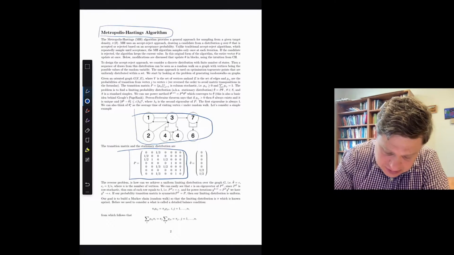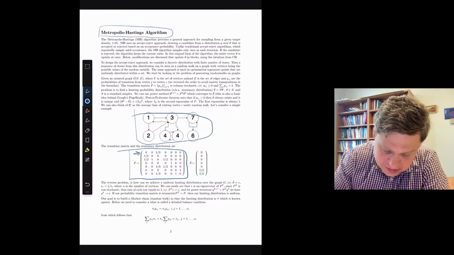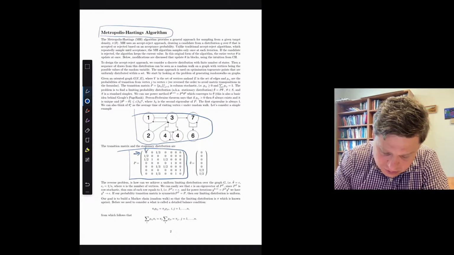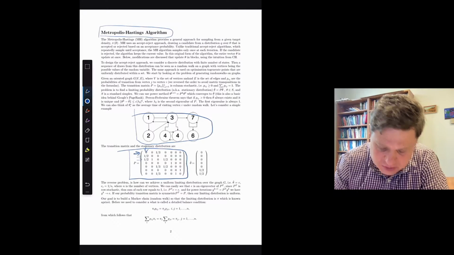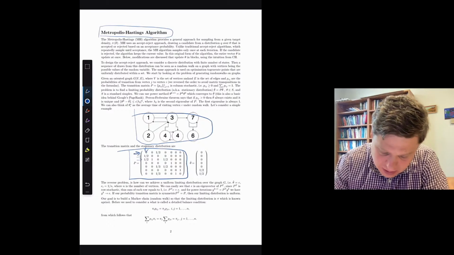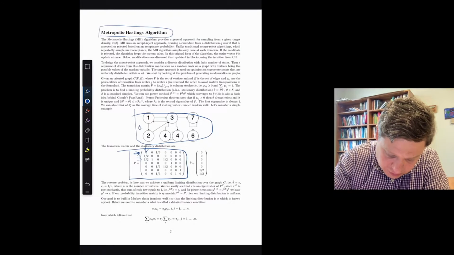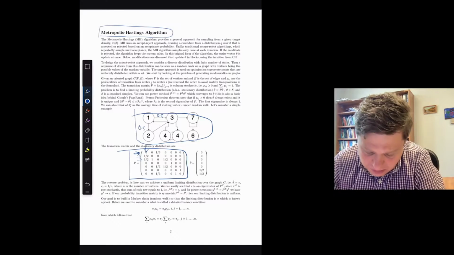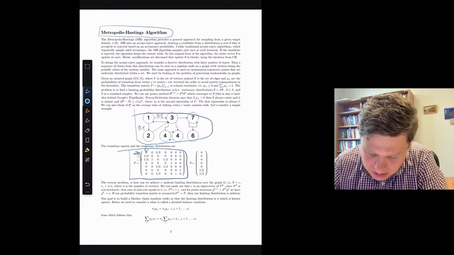And so let's take this row. From node 1, there is a 50% chance we're going to move to node 2 and a 50% chance we're going to move to node 3. And so 0.5 here and 0.5 here. So that's what the transition probability matrix tells us.